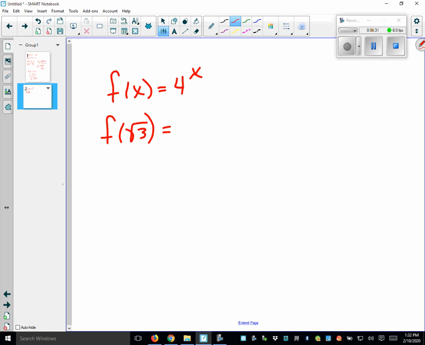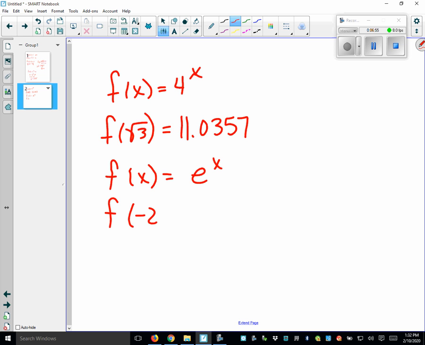Good. 4 decimal places. What did you get? 11.0357. So what did you all get? Yes. Everybody's okay with that? Okay. What if I ask you to evaluate this function, and what is f of -2?